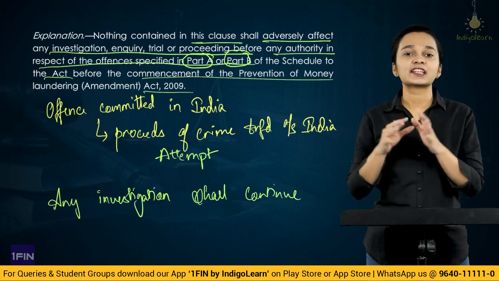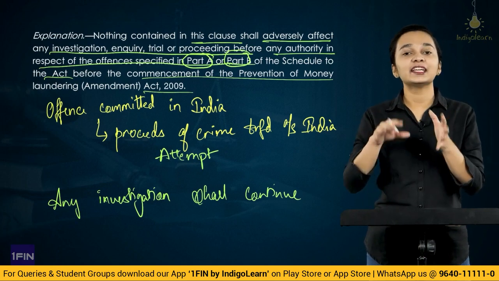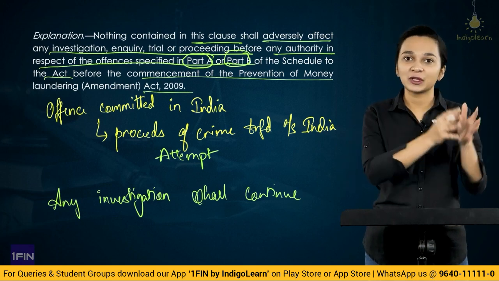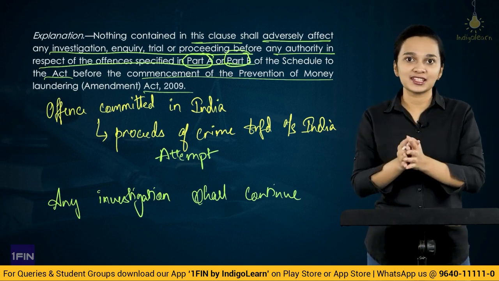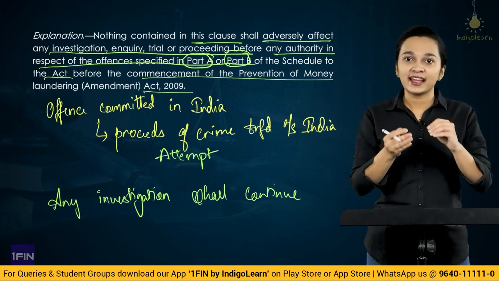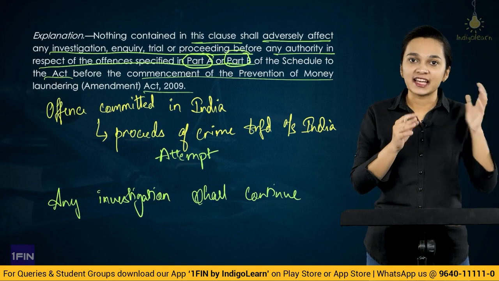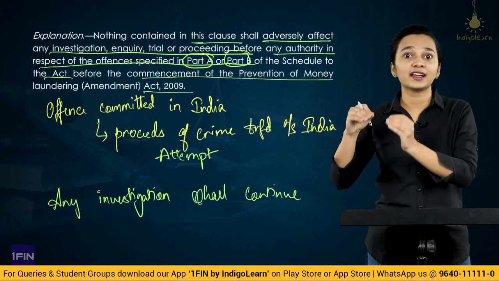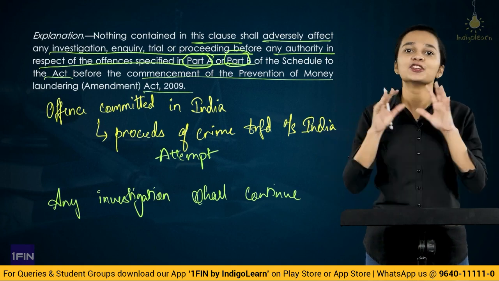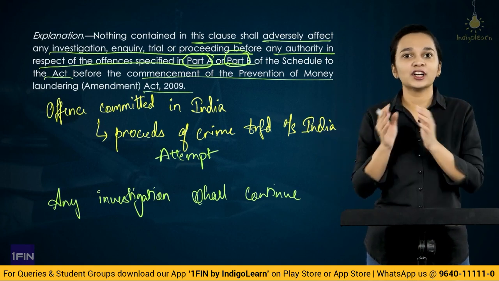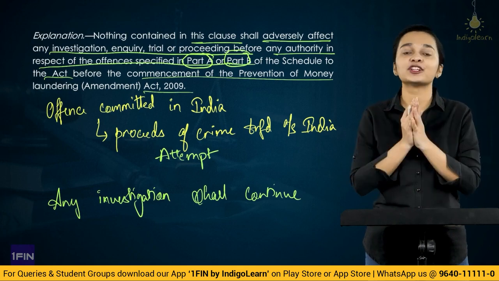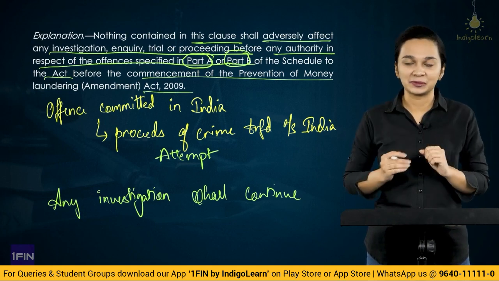So the explanation only wants to state that if any investigation, inquiry or trial or any proceedings are going on with respect to that person for any offence which he has committed under Part A or Part B, then just because a cross-border offence has been committed, it should not bring a halt or interrupt the proceedings which are already going on. So any investigation which is going on shall continue. It should not be put to an end or stopped midway.